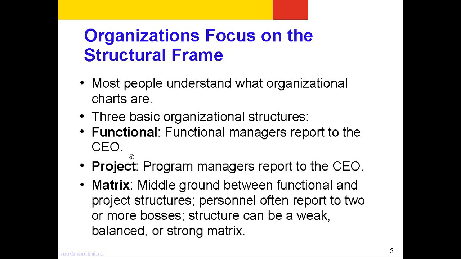One is the functional, there is a projectized, and the matrix. So what is functional here? The functional organization is more tilted towards the functional managers. The functional managers report to the CEO. There's more authority towards the functional managers. Okay, they are the ones who take the final call on most of the things.